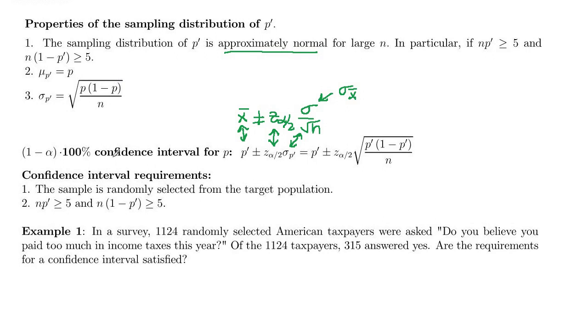So, confidence interval requirements: in order to compute this confidence interval, you need to have a randomly selected sample from the population of interest, and the sampling distribution has to be normal. So n times p prime has to be greater than or equal to 5, and n times 1 minus p prime greater than or equal to 5. That's the condition up here, the property of the sampling distribution that makes it approximately normal. This is the normality check.